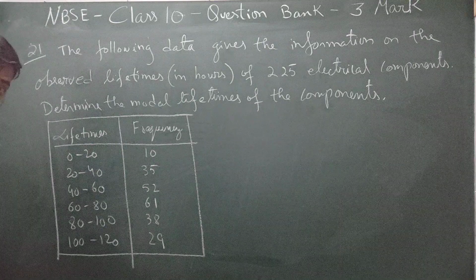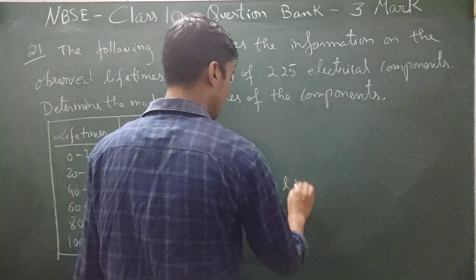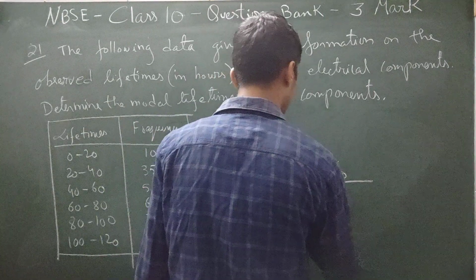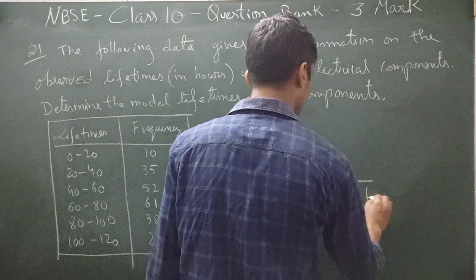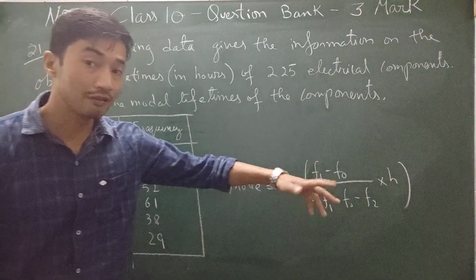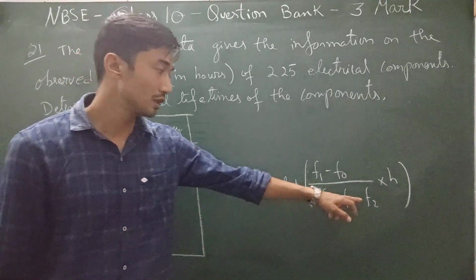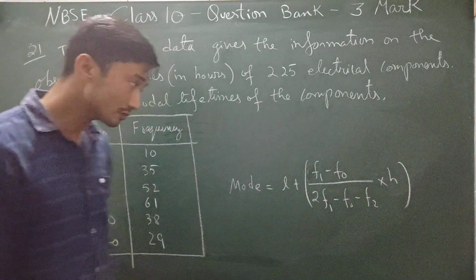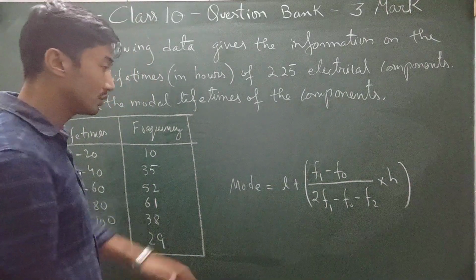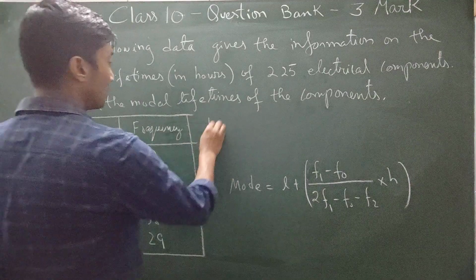How do we find out the model class? Because remember, don't write this. The formula for mode is L plus F1 minus F0 divided by twice of F1 minus F0 minus F2 into H. This is the formula for mode. F means frequency. F1 minus F0 divided by 2F1 minus F0 minus F2 into H. Now what are all these F1, F0, L and all? As we know, L. This all represents values related to the model frequency. I'll give you a simple tip, you can just do that. But for that first we have to identify the model class.